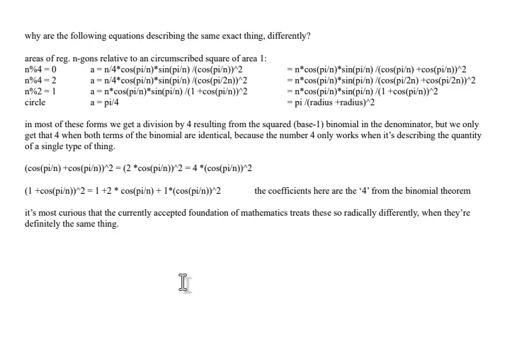Okay? So it's curious that the currently accepted foundation of mathematics treats these so radically different, but they're definitely the same exact thing. This 4 is a 1, 2, 1. It's the same as this. It's not different. The difference is the units on these are not the same. They're not commensurate, right?